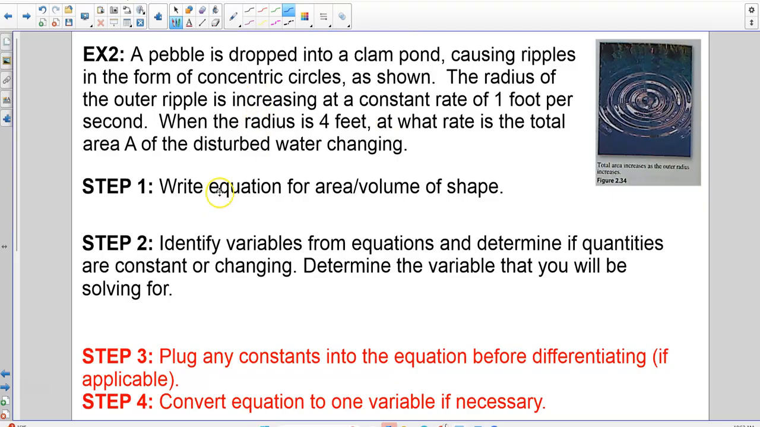So when the radius is 4 feet, at what rate is the total area of the disturbed water changing? So we are looking at circles again. Our area equals pi r squared is going to be the formula that we're working with. I want you guys to try this because this is basically the same as the last problem, although we have some different pieces of information. So I'm going to freeze my screen to go through this, and I want you to try it on your own.